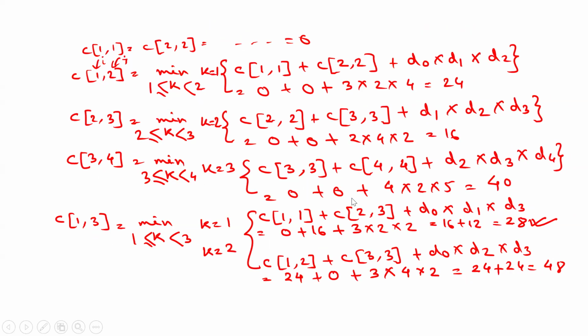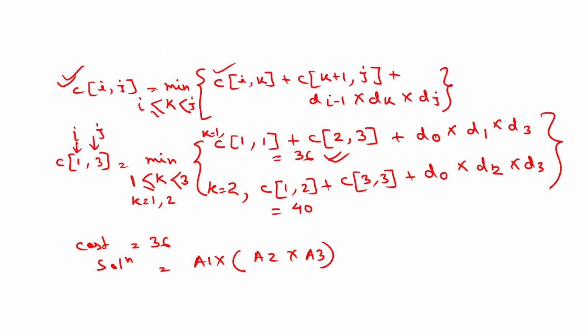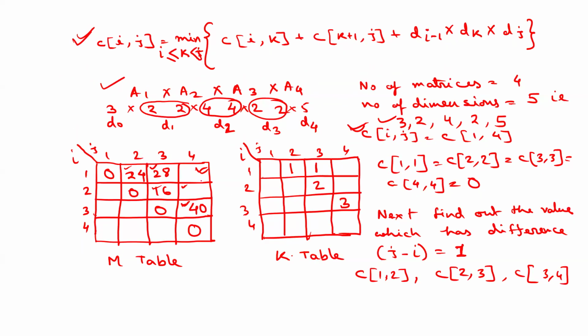Now we calculate C13, where the K value is 1, because 28 is selected as the minimum where the K value is 1. So in case of C13, the selected optimal K value is 1. Okay, and next we calculate the C24. Which cell? This cell, C24.